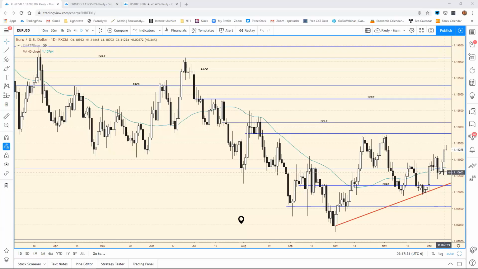That's why the door was still open for us to potentially move a little bit higher. I thought we could move higher, but I'm even surprised that we were able to get this high.